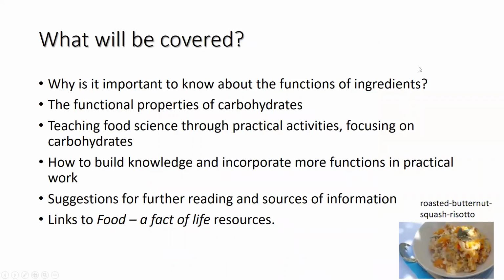Oh, there we go. So what's going to be covered tonight? Well, in the webinar, we're going to look at why it's important to know about the function of ingredients, the functional properties of carbohydrates, teaching food science through practical activities focusing on carbohydrates, and how to build knowledge and incorporate more functions in practical work.